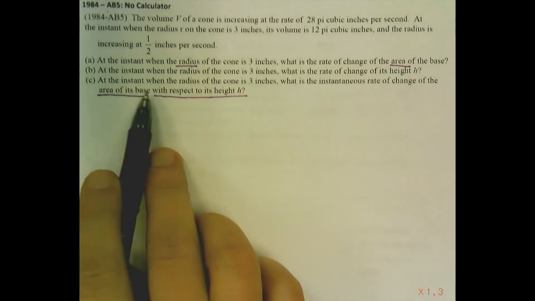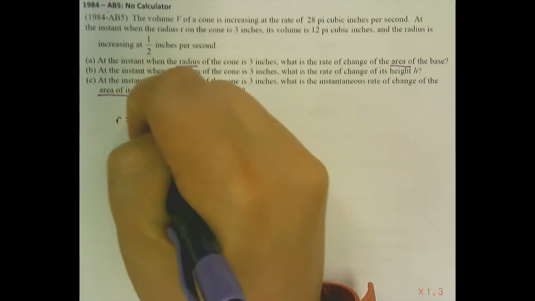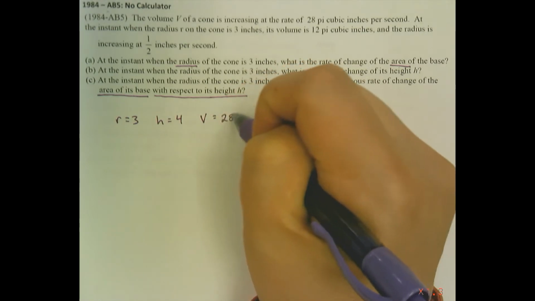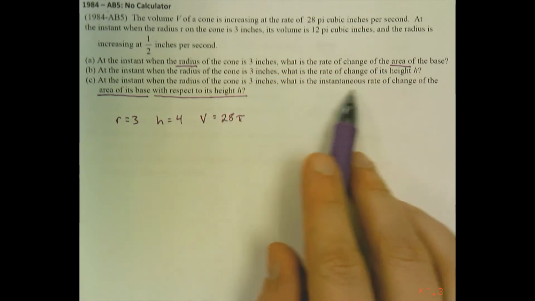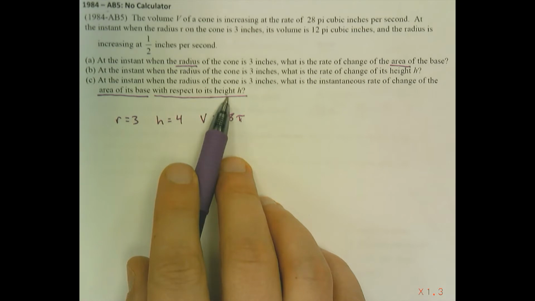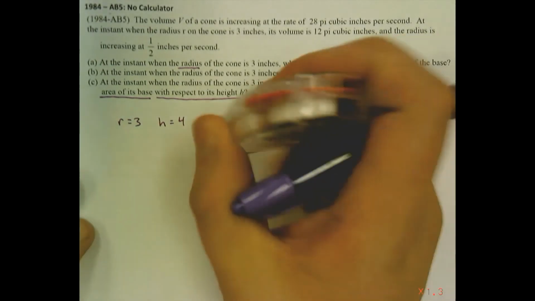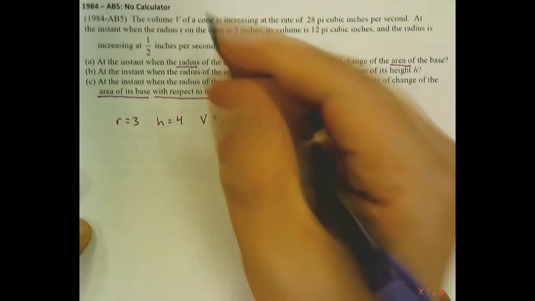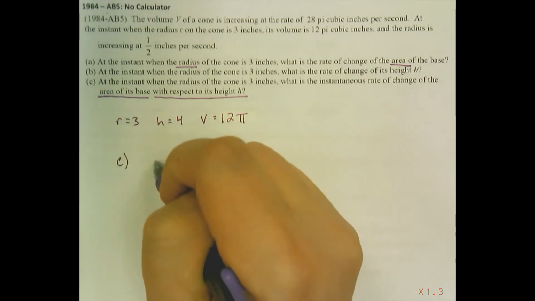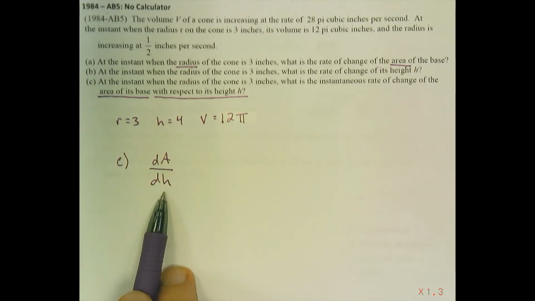On to part C. At the instant when the radius of the cone is 3 inches, so we're still dealing with the same snapshot moment, so r equals 3, h equals 4, and V was 28 pi. So at that moment, what is the instantaneous rate of change of the area with respect to height? Part C is asking us to find dA dH, the rate of change of area with respect to height.